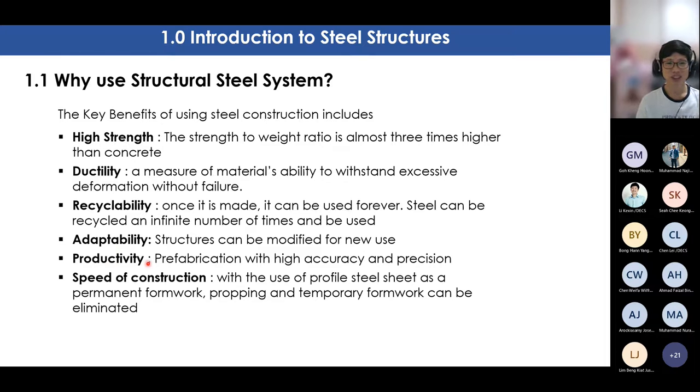Productivity is also there, as the steel structure allows us to use prefabrication, and even more, with high accuracy and precision. Speed of construction, I think, is normally faster than concrete. And also they have profile steel sheet as permanent formwork, so you don't need propping or temporary formwork. So these are some of the advantages.